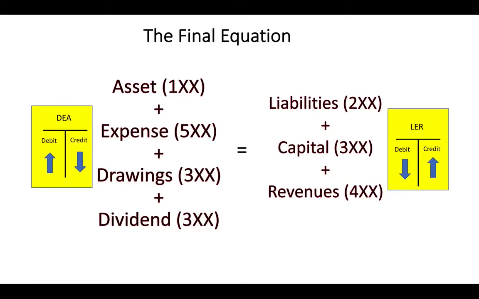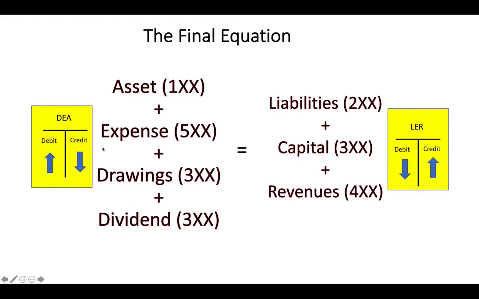So the whole equation, if we take the expenses, drawings and dividends to the left side, we can write it this way. And this is very important, because anything on the left, if that goes up, we say that is a debit transaction. If it goes down, it's a credit transaction. Just the opposite on the right side for liabilities, capital, and revenue. If these accounts go up, that is a credit. If liability, capital, or revenue goes down, that is a debit.